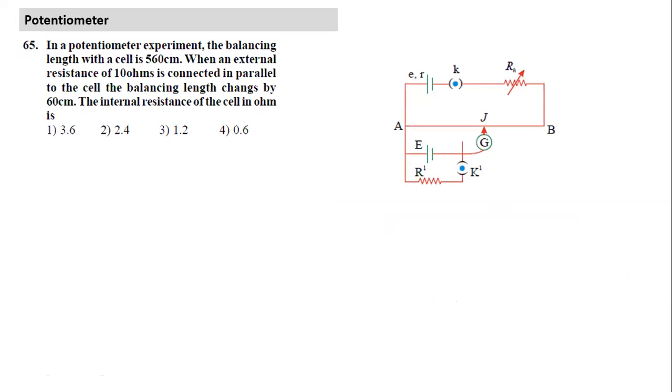Let's look at this. This is a simple question to solve. So the balancing length is L1. This is the kind of setup. See what will happen if I insert the key here. If we insert the key, it establishes the connection. When the key is open, it means this part is not connected. So key open corresponds to which condition?